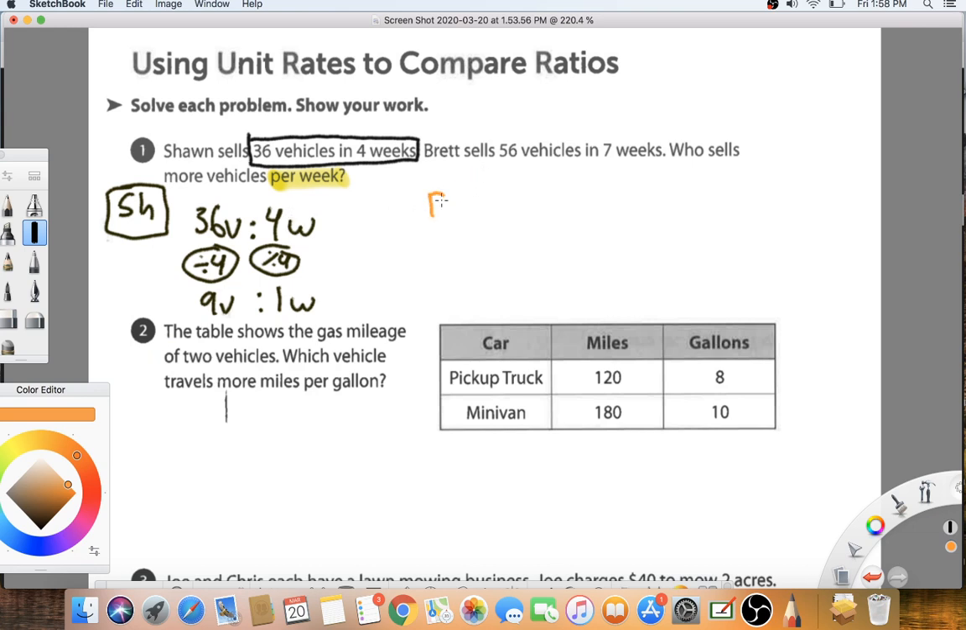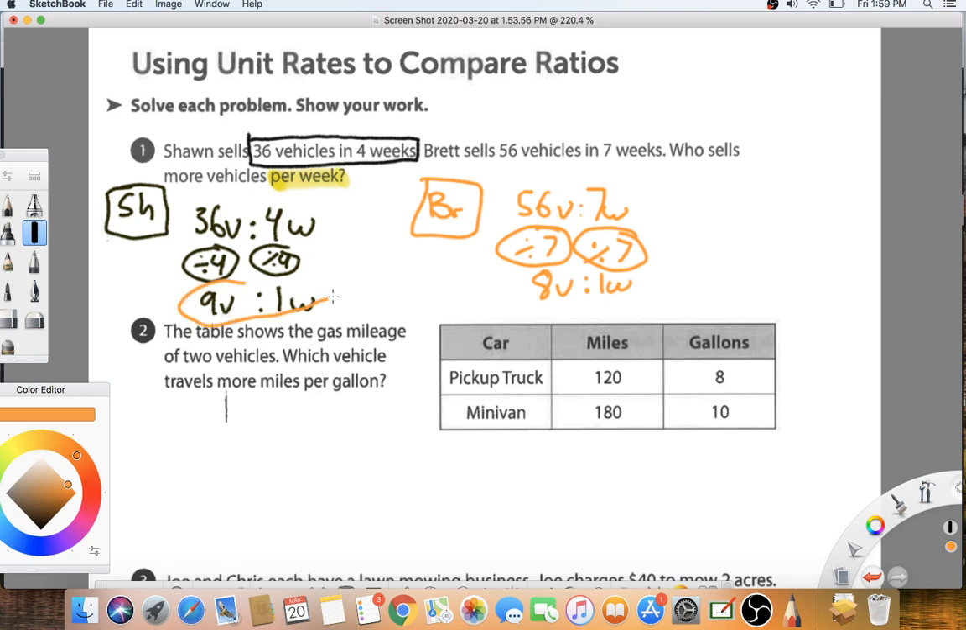Now let's do it for Brett. 56 vehicles for 7 weeks. We need to find out how much 1 week is. So we divide by what? We divide by 7 to get 1. We do it to both sides. 56 divided by 7 gives us 8. So 8 vehicles per 1 week. 8 vehicles for Brett, 9 vehicles for Sean per week. So who sells more vehicles? Obviously, Sean sells more vehicles. So we will write Sean sells more vehicles.